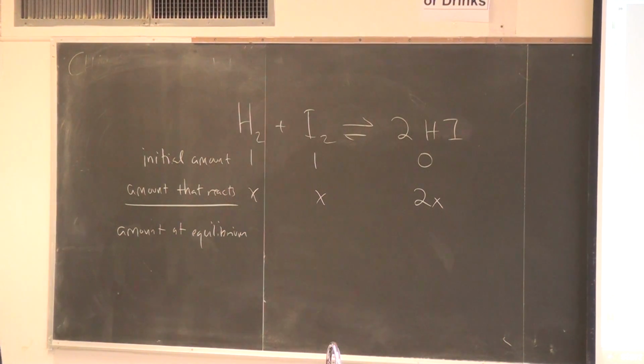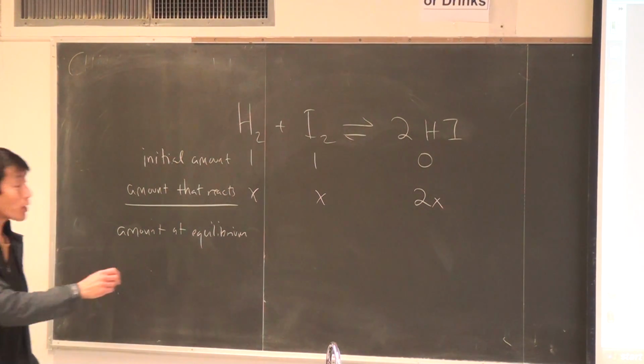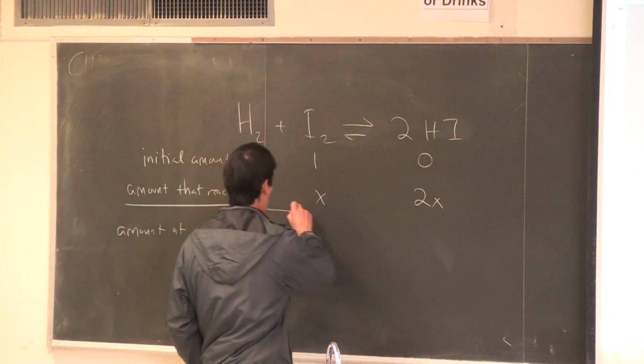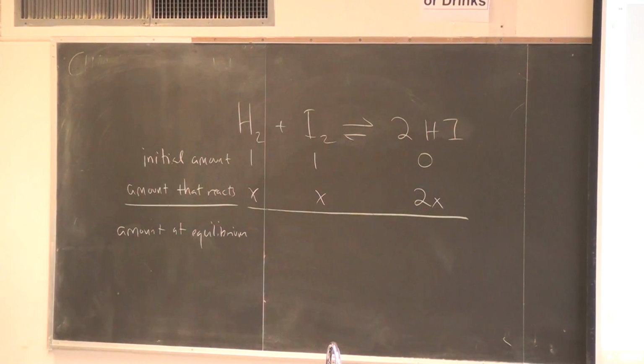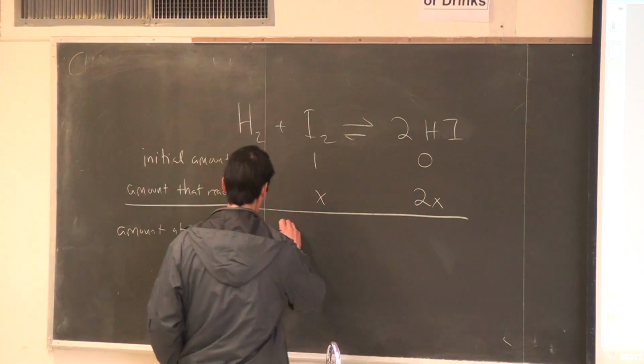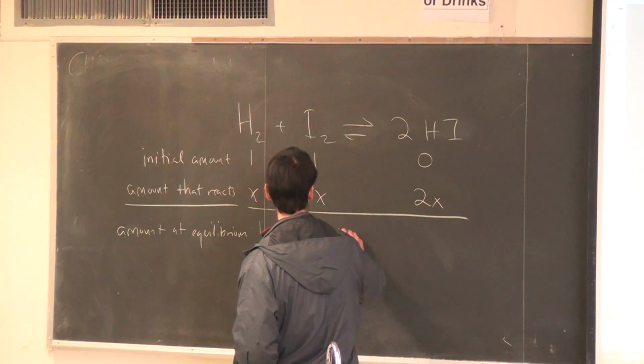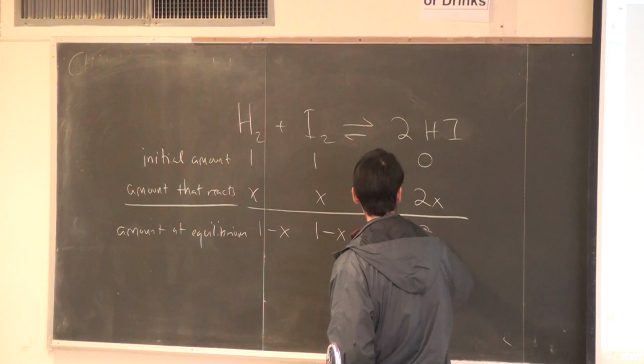Yeah, so note that we want to look at the coefficients on a balanced chemical equation and figure out the ratio of H2, I2, and HI. And then at equilibrium, how much of each substance is present? Okay, so we have 1 minus x, and then here we have 2x.